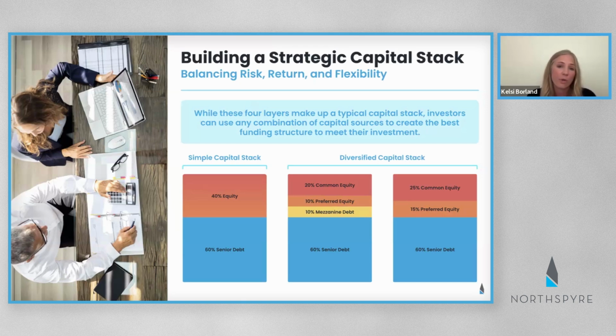Let's say you don't have 40% equity, right? Let's say you go out to market and you get the 60% and you think, oh my goodness, I only have 20% to round out this capital stack. So then you might put 10% mezzanine debt and 10% preferred equity. Or maybe you have 25% and you don't want any mezzanine debt. You don't want that instrument. Maybe you've done a deal with some investors before, and so you have some preferred equity that you can put into the deal as well.